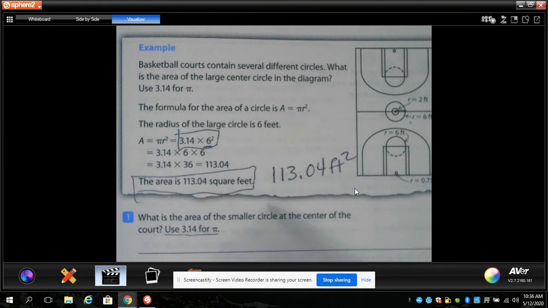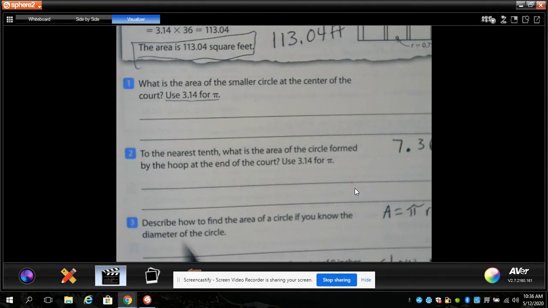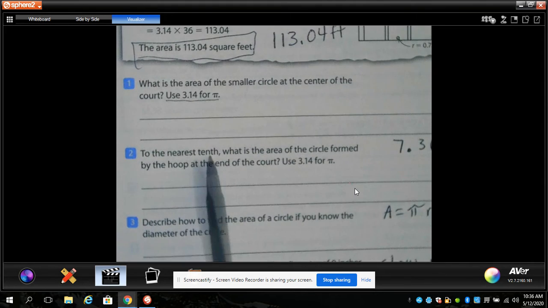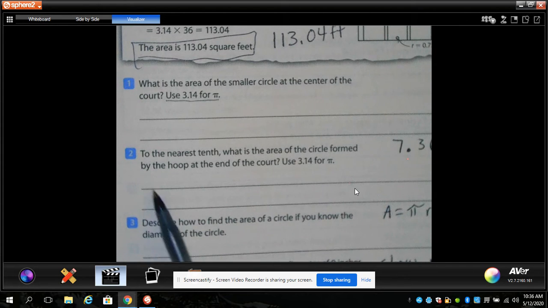Going through the examples, here, what's the area of the smaller circle of the center? Here you're using the other radius. Number 2 says, to the nearest tenth, what is the area of the circle formed by the hoop at the end of the court? Again, you're going to use your 3.14.